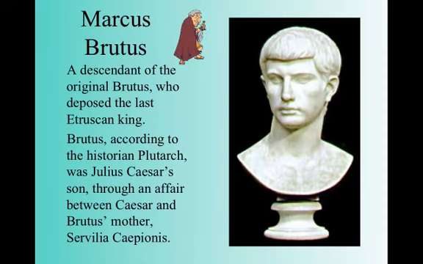Oh, we're here. Marcus Brutus, a descendant of the original Brutus who deposed the last Etruscan king. Brutus, according to the historian Plutarch, was Julius Caesar's son through an affair between Caesar and Brutus's mother, Servilia Caepionis, although the timeline for that doesn't really add up.